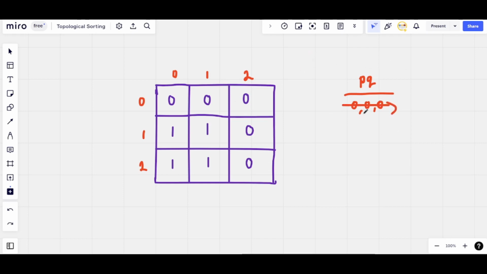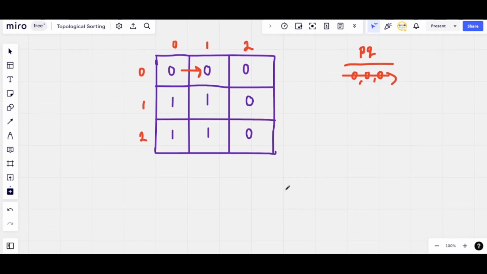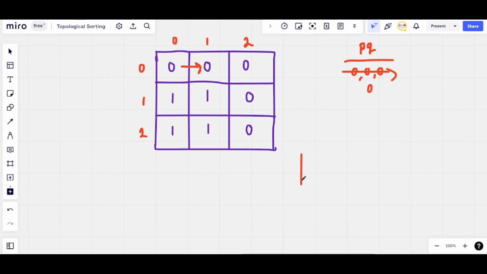Now from this cell 0 0 I can move to cell 0 1. Can I move to cell 1 0? No, I can't. I cannot move to this cell. So the only option is this, that I can move to cell 0 1. So just move to the cell 0 1 and push it into the priority queue. Also, as we usually do, we also have to keep a distance array. So we keep a distance array.